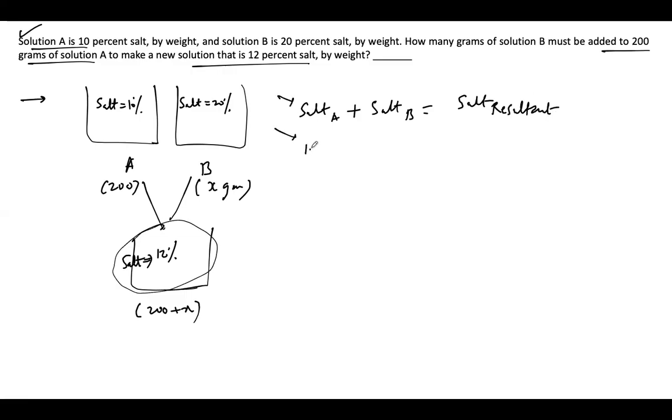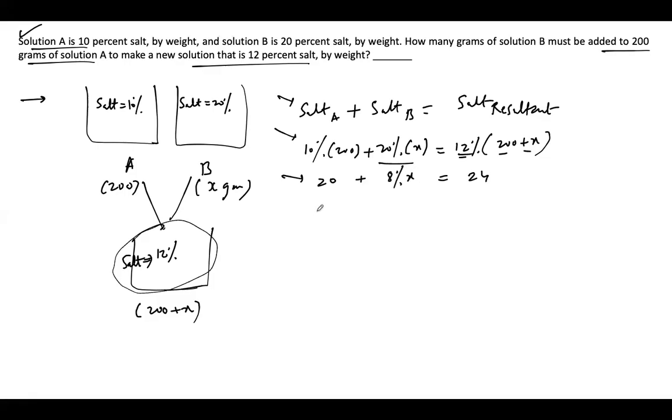So salt in A is 10% of 200, plus 20% of X is equal to 12% of 200 plus X. See, you have 12% of 200, which is 24, and 10% of 200 is 20. And this is 20% X, 12% X, so 8% X. 24 minus 20 is 4.